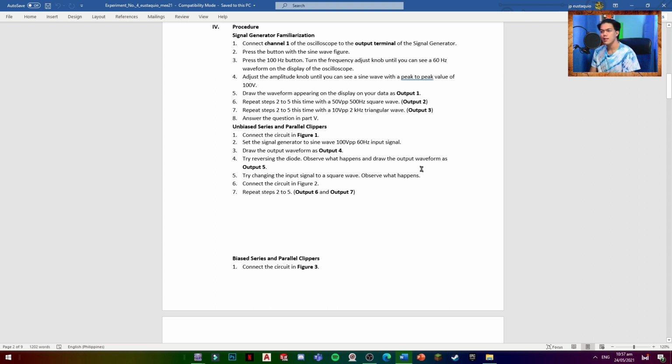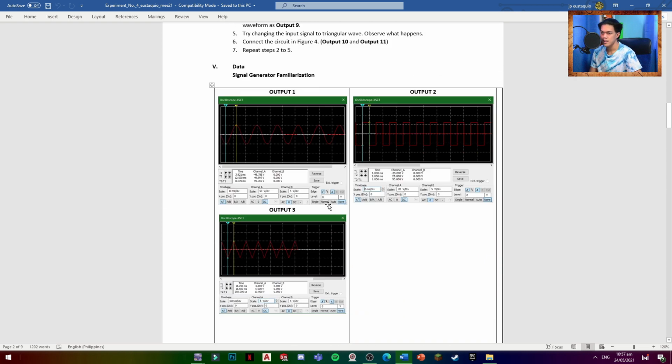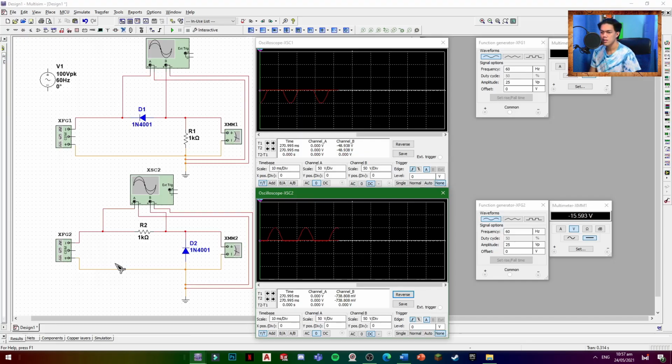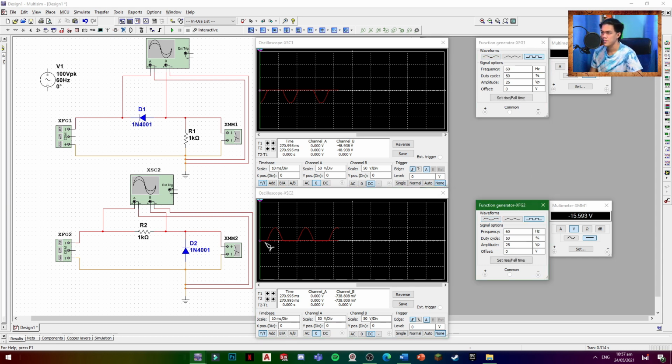Sixth is to connect the circuit in figure 2. Seventh is to repeat steps 2 to 5. And here are the data that I have gathered from this Multisim. But let's check it.